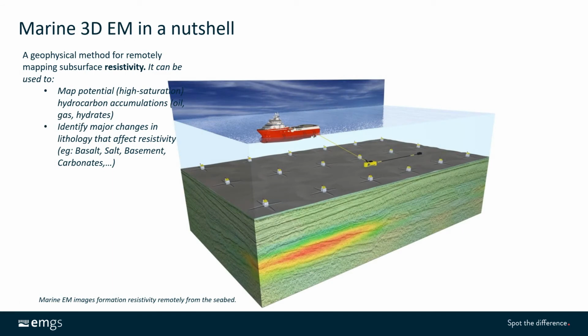So when we talk about the CSEM, what is CSEM? CSEM is a geophysical method for remotely mapping subsurface resistivity. It can be used to map potential hydrocarbon accumulations such as oil, gas, hydrates. It can also identify the major change in the lithology that is affected by resistivity like basalt, salt, basement, and carbonate.